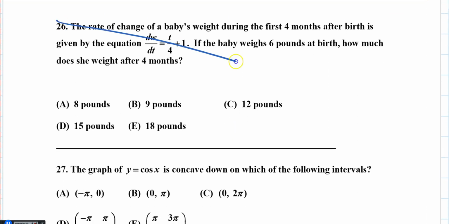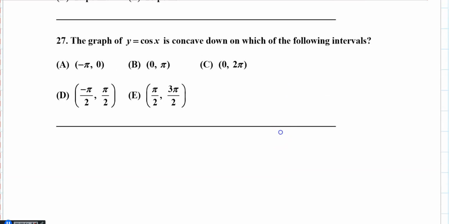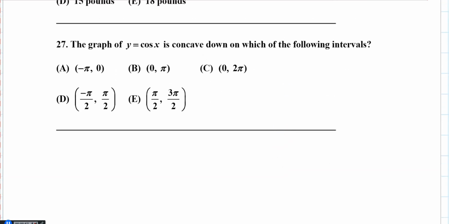Number 26, I apologize again, this problem should not be on there. That's for second semester for us. So the last one that we're going to do today, because there are some issues with the word problems as well, so we'll go ahead and stop here.